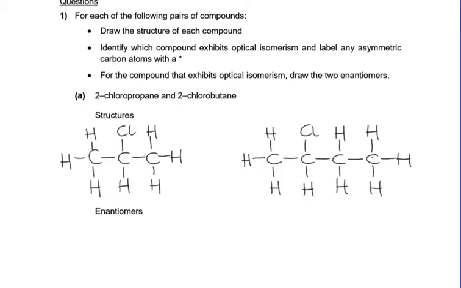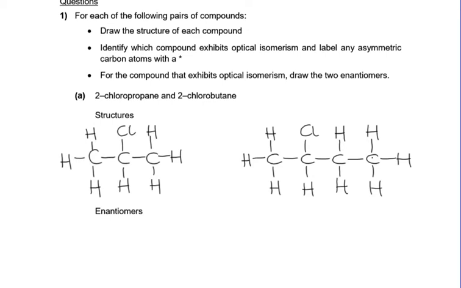So our first example, we've got 2-chloropropane versus 2-chlorobutane. You can see that in 2-chloropropane there are no chiral carbons. You could be tempted to think the middle carbon is chiral, but it has got a chlorine and a hydrogen, but either side it's got the same group, both sides is a methyl.